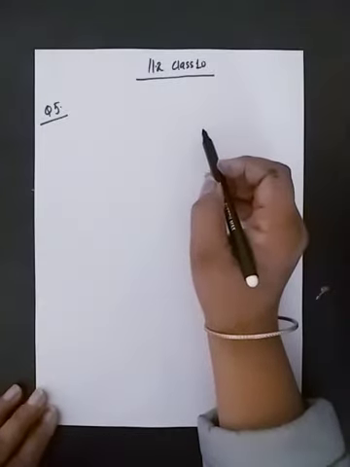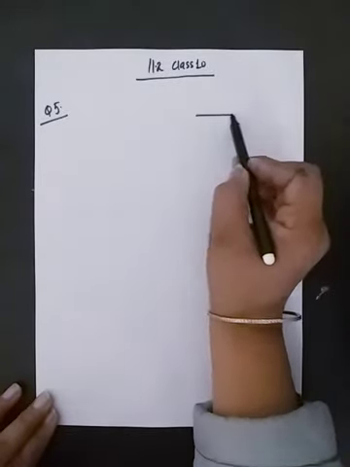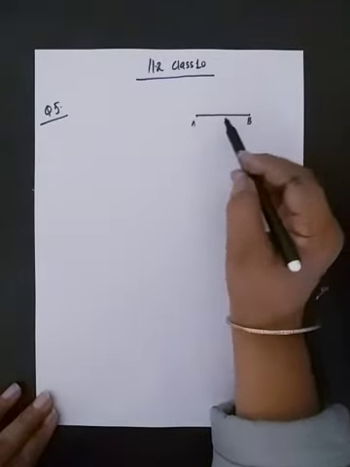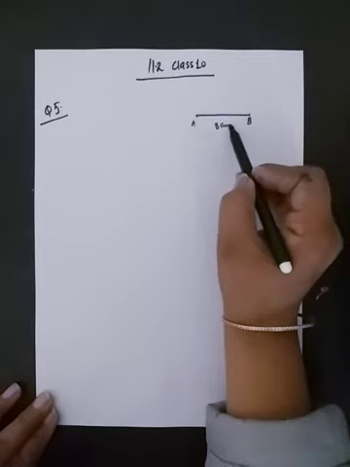Question number 5. Draw a line segment AB of length 8 cm. Taking A as center, draw a circle of radius 4 cm, and taking B as center, draw another circle of radius 3 cm. Construct tangents to each circle from the center of the other circle. So let us understand this question first of all. First of all, it means in this question we have to draw a line segment AB like this, and this line is of length 8 cm.